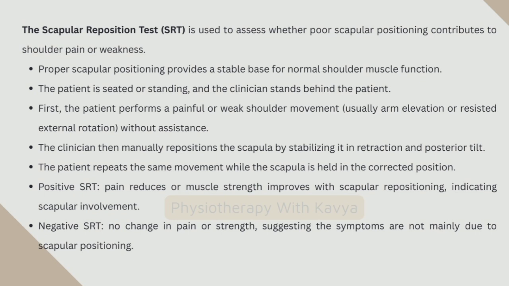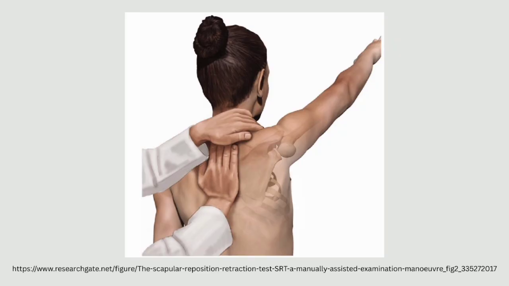So, positive test means pain reduces or muscle strength improves with scapular repositioning, indicating scapular involvement. Negative means no change in pain or strength, suggesting the symptoms are not mainly due to scapular positioning. Here is a picture of scapular reposition test.